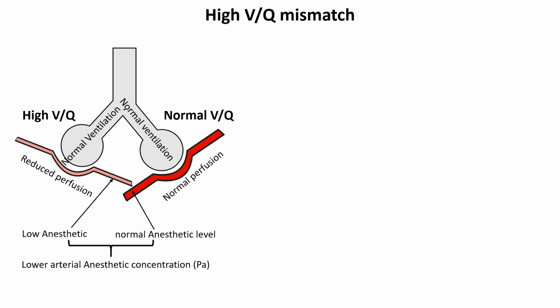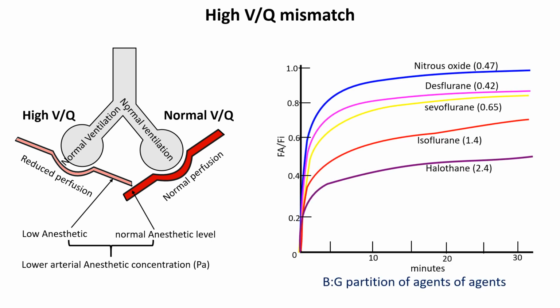In high VQ regions, both highly soluble and less soluble anesthetics have reduced arterial concentrations because perfusion is the limiting factor. Less soluble agents are affected because their already minimal uptake is further restricted by low blood flow, while highly soluble agents are affected because they lack sufficient perfusion to carry them away despite their ability to dissolve in blood.